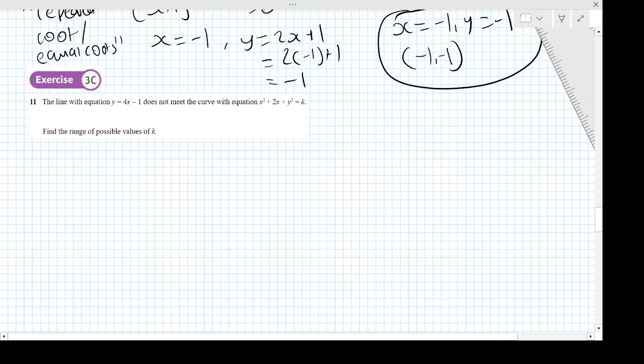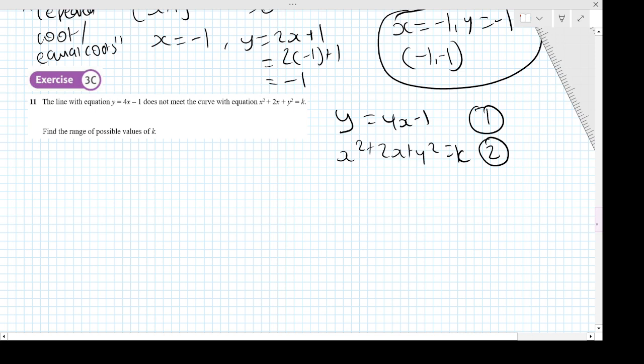The line with equation y equals 4x minus 1 does not meet the curve with equation x squared plus 2x plus y squared equals k. Find the range of possible values of k. Well, again, we've got simultaneous equations. So y is 4x minus 1, and x squared plus 2x plus y squared is equal to k. Call those equation 1 and 2, for instance.